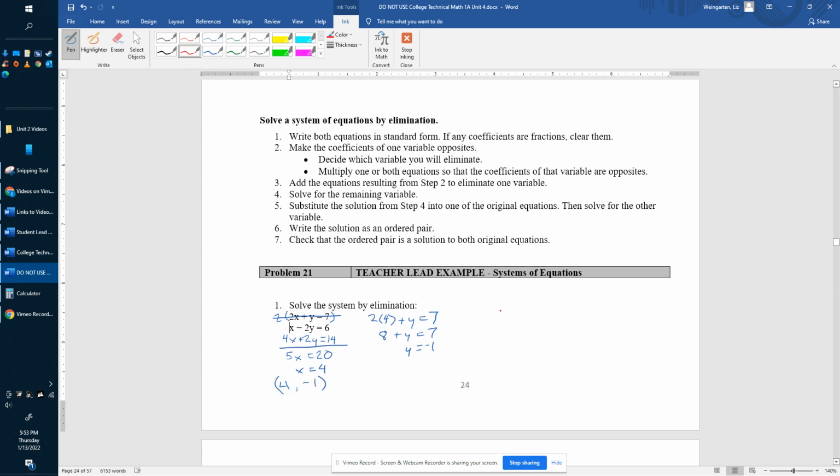So now we'll check our answer. We'll check it in one equation. We'll plug 4 into the first one. 2 times 4 minus 1 equals 7. 8 minus 1 does equal 7, so that one's good. Let's try the other one. 4 minus 2 times negative 1 equals 6. Negative 2 times negative 1 is positive 2. 4 plus 2 equals 6. This is true, so this is indeed our solution.